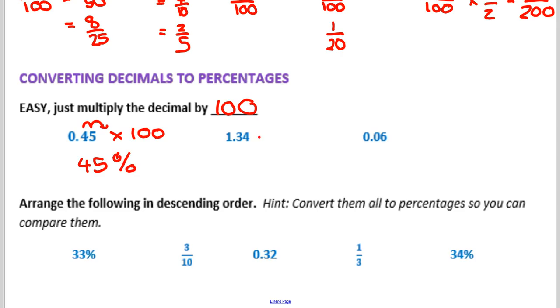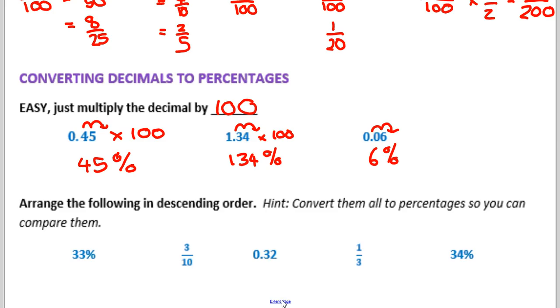1.34 times 100. We end up with 134%. 0.06 times 100 is 60%. No, it's not. It's 6%. So that's the easiest one you can possibly get.